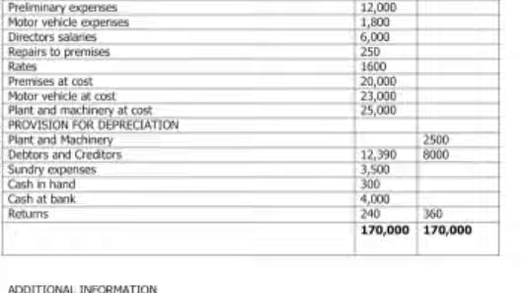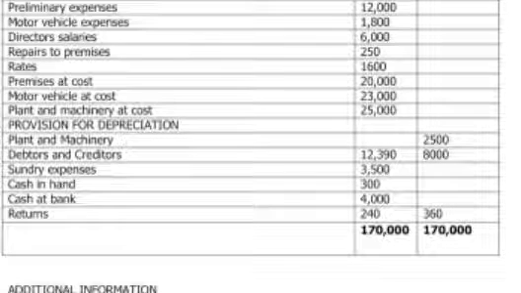Motor vehicle at cost 23,000. Plant and machinery at cost 25,000. Provision for depreciation on plant and machinery 2,500. Debtors and creditors, we have 12,390 and 8,000. Sundry expenses 3,500. Cash in hand 300. Cash at bank 4,000. Returns, both returns inward and outward, are stated there as 240 and 360. And the total amount there is 170,000.